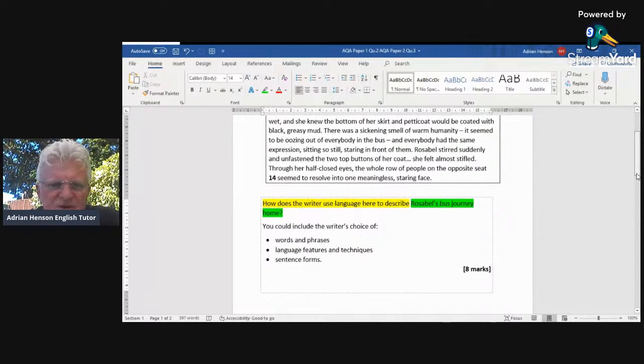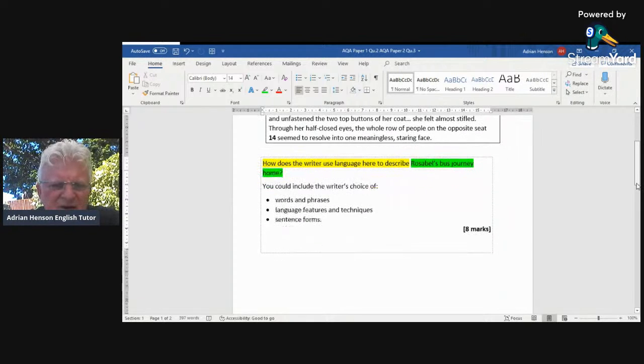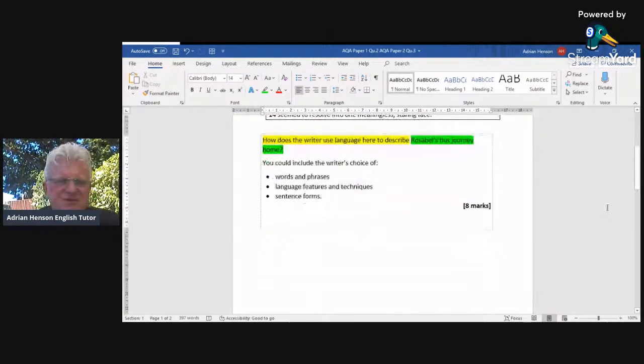And then this bit is quite amusing. When I'm taking year 8 going into year 9, I have to explain that this next phrase is a little bit of a trap, to be honest. It says you could include the writer's choice of, and then it gives bullet points: words and phrases, language features and techniques, and sentence forms. Now that word could, let's be honest, get rid of that. You must. If you're being given advice, you're going to include some of the bullet points. If you just say, well, I don't think I will, I'll do it my own way, then it may be a problem. So be warned on that.